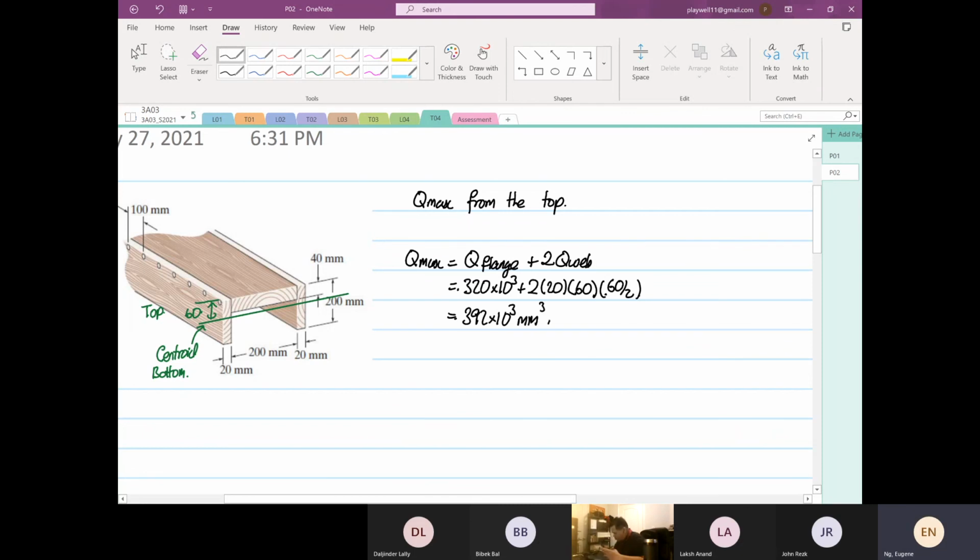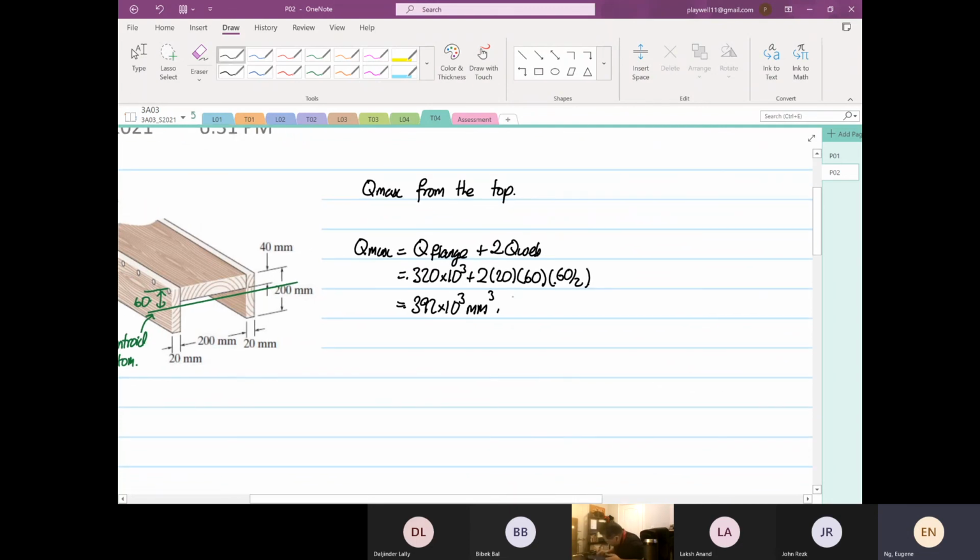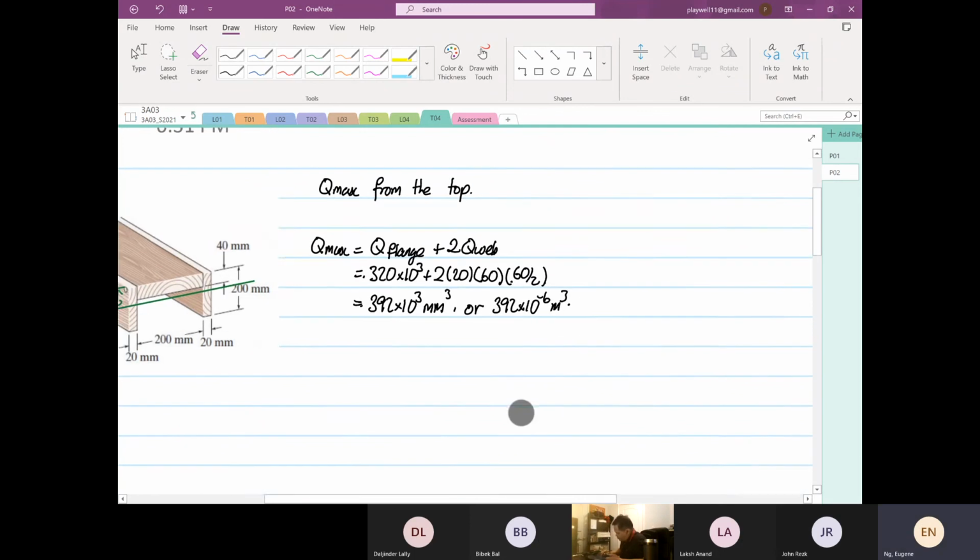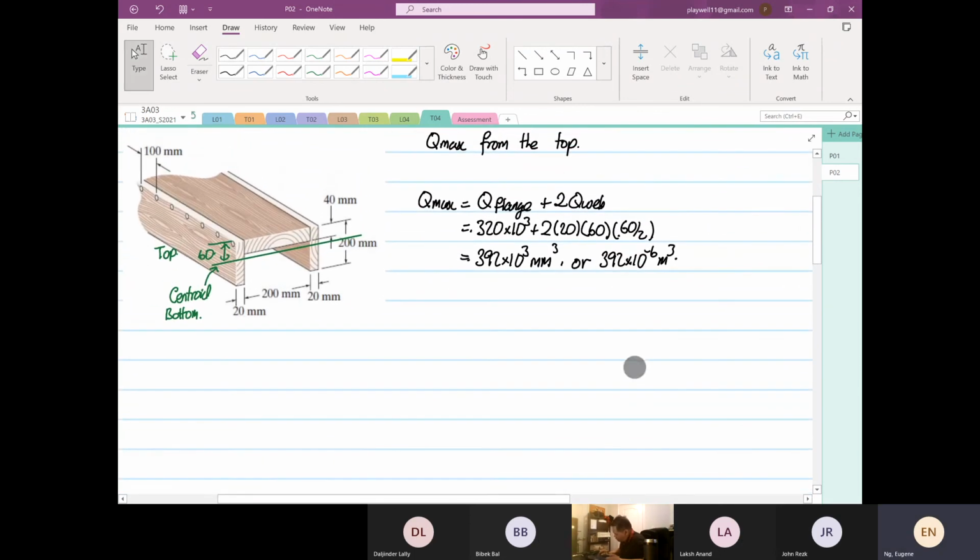I'll go and do it again: twice 20 times 60 times 30, plus 320 times 10 to the power 3, gives 392, or 392 times 10 to the power minus 6 meter cube. So we can also find Q max.